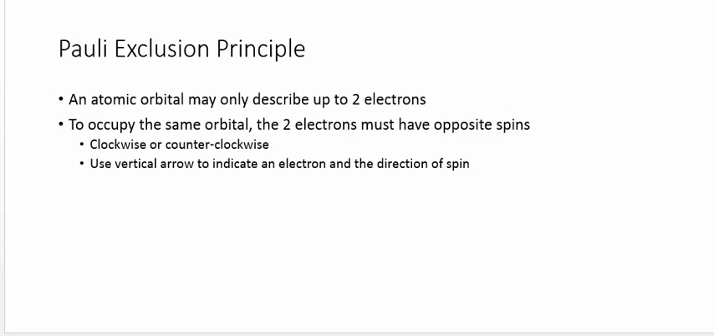Second rule that we're going to follow is the Pauli exclusion principle. And this just simply says an atomic orbital can only describe up to 2 electrons. If you have 2 electrons in the same orbital, they have to have opposite spins. And we're going to get into this in class more when I go through examples.